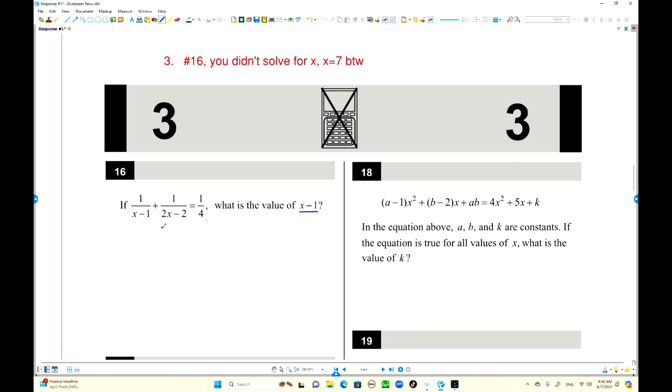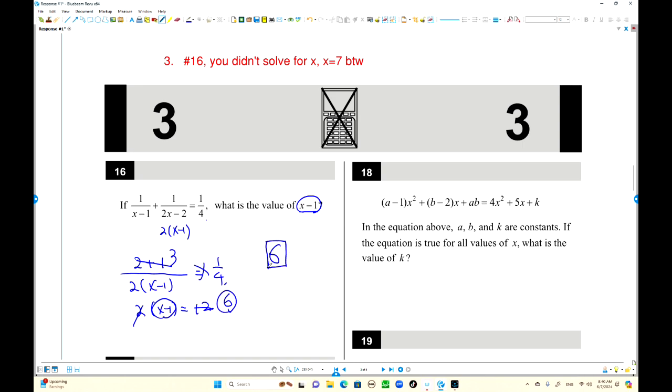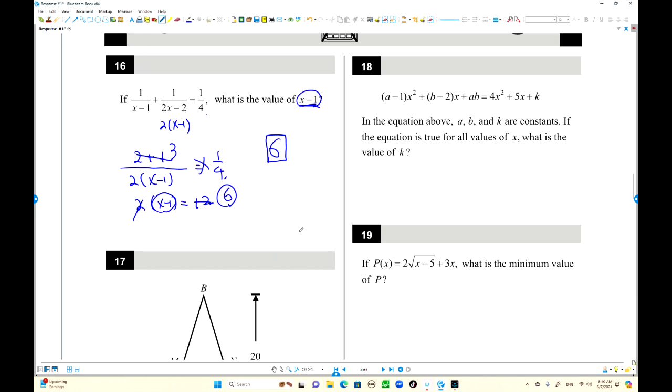Maybe the common denominator is 2x minus 1. So 2x minus 1, the first term is times 2 there, the second one is 1 there, and that equals 1 fourth. Cross multiplication, that is 3. So 2x minus 1 equals 12 divided by 2. It's going to be 6. We already got that over here. x minus 1 equals 6. Yeah, 6 is the answer. Maybe you're confused. They're not asking the value of x. They are asking the value of this x minus 1.